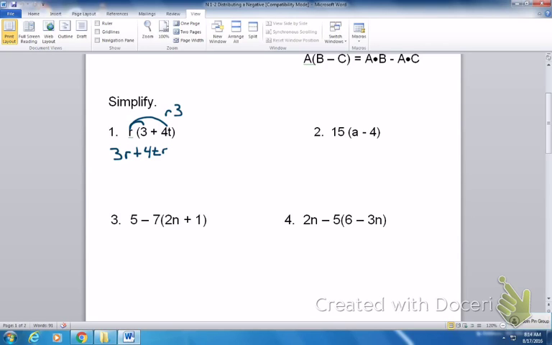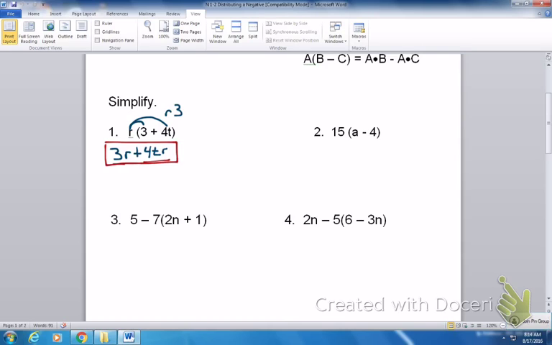Now, the only thing we have to check for simplifying is can we combine anything? I've got a 3R, and I've got plus a 4TR. Since those don't share exactly the same variables, I can't combine them together. That means this is my answer. If it had been, for example, 3R plus 4R, we could have added those together because they both had R, but they have to have the exact same variables.